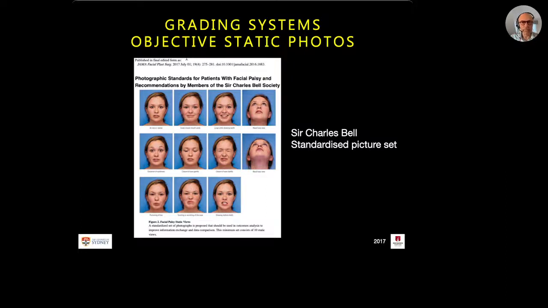into an objective system. Here's an attempt from the Sir Charles Bell Society, published in JAMA Facial Plastic Surgery just about 5 years ago, looking at a standardized picture set from frontal view and from basal view, suggesting what clinicians should take a photo of pre and post treatment. But of course, this is static assessment.